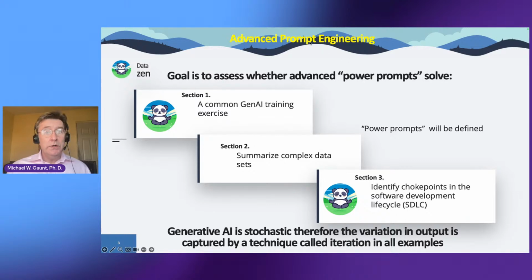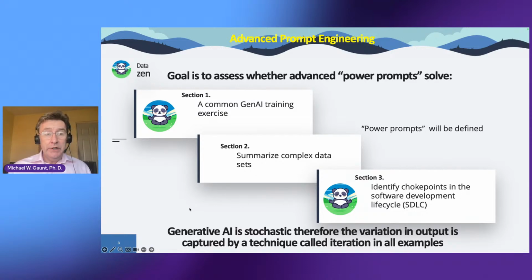The goal today is to look at advanced prompt engineering in Gen AI. We can then use analytics to assess whether these advanced power prompts can solve 3 separate scenarios. Section 1 is a common Gen AI training exercise. Section 2 is solving complex data sets. And section 3 is the main focus of the talk, which is the software development lifecycle.